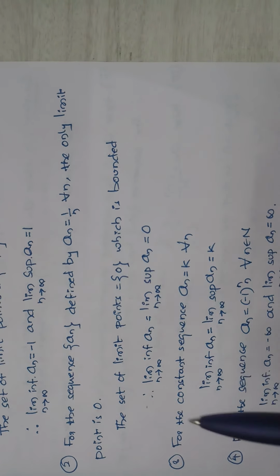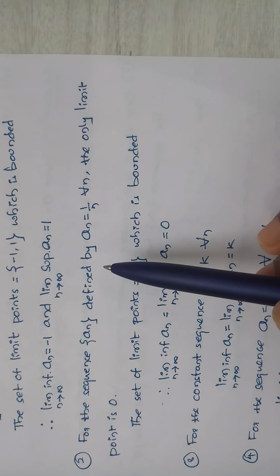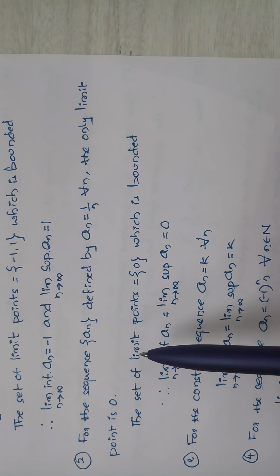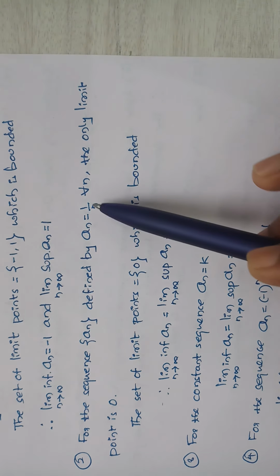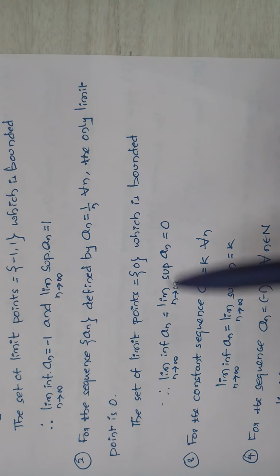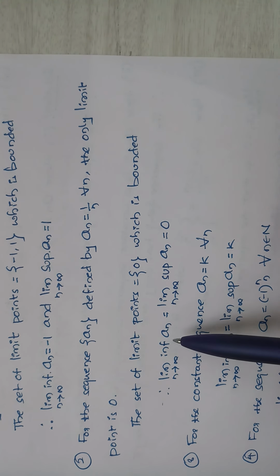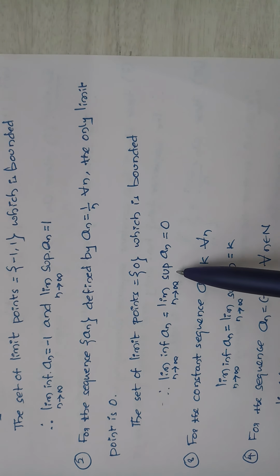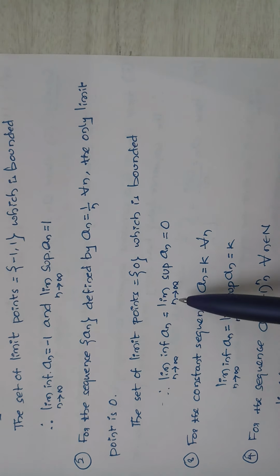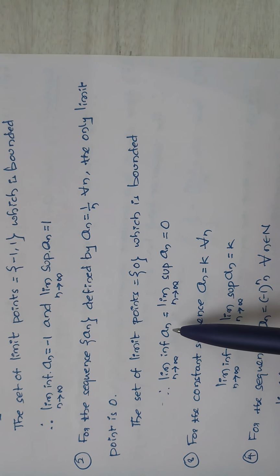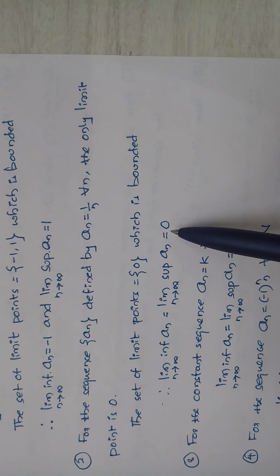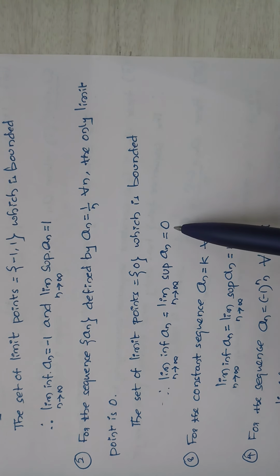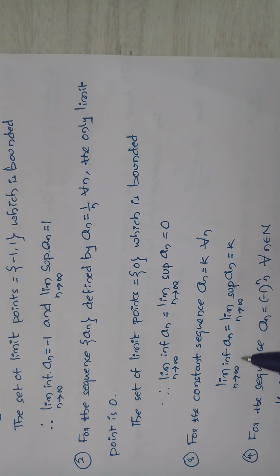Another example. Here I am taking the sequence a_n defined by a_n is equal to 1 by n for all n. Here the only limit point is 0. The set of limit points for this sequence is {0}, which is bounded. Therefore the limit infimum of a_n as n tends to infinity is equal to the limit supremum of a_n as n tends to infinity, which is 0. So for both the limit infimum and limit supremum of the sequence a_n, you get 0.